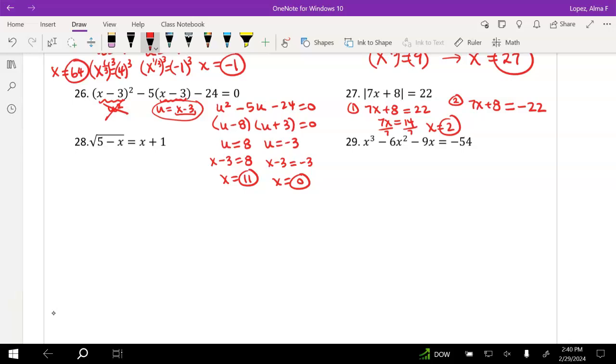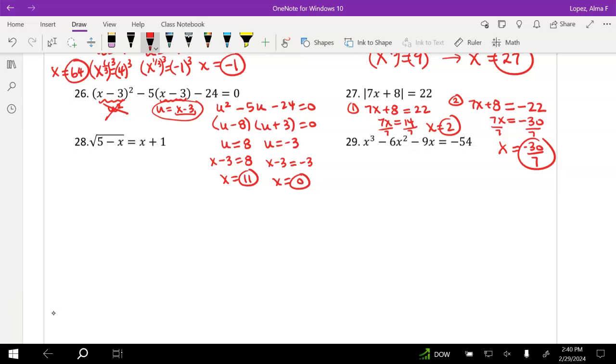For case number 2, when I bring the 8 over to the other side, I'm going to end up with 7x is equal to negative 30. After dividing both sides by 7, we're going to end up with an x of negative 30 over 7. With absolute values, you have to do both cases in order to get full credit.